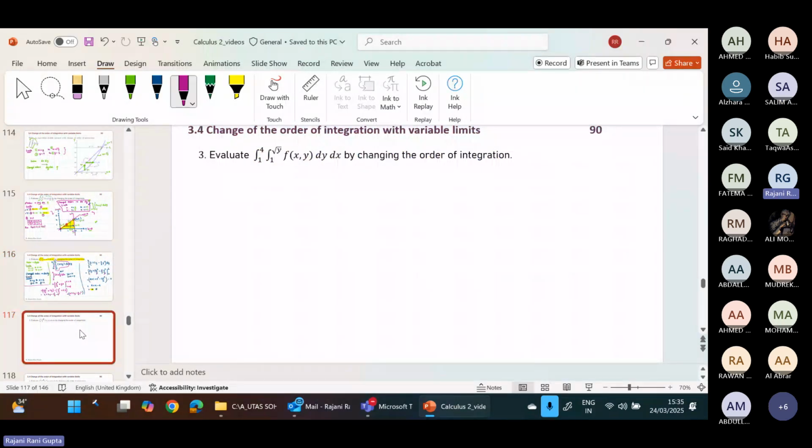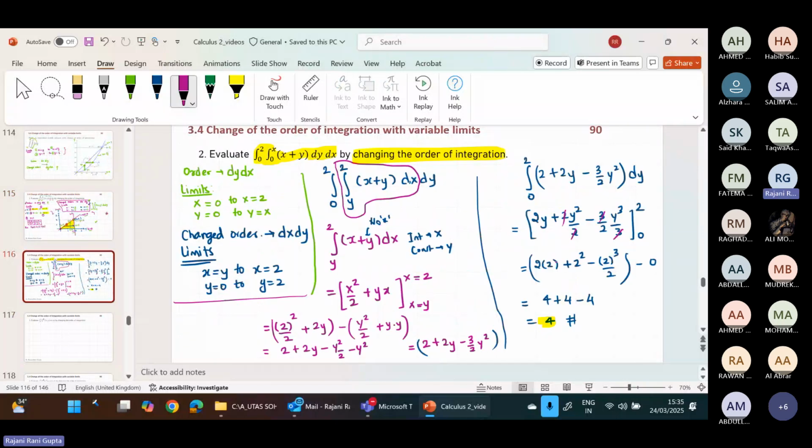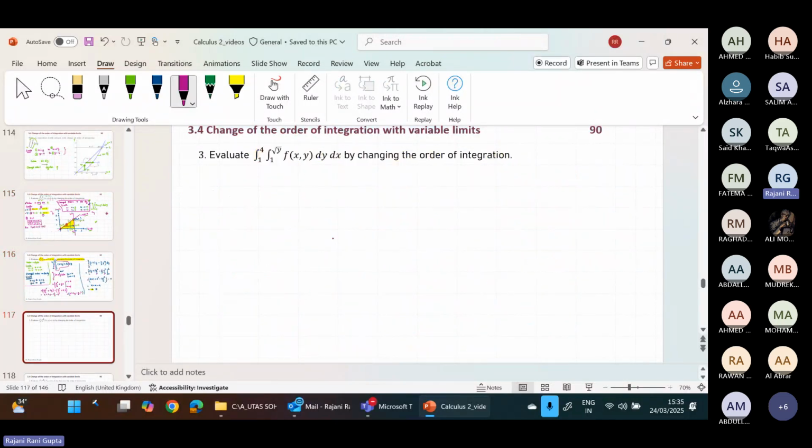So let's do this thing also because the important thing is this slide. Once you know this, integrating this is easy. So this is the challenging thing. So let's integrate this question with the limits. Let's find out what will be the changed order of integration for this particular question.